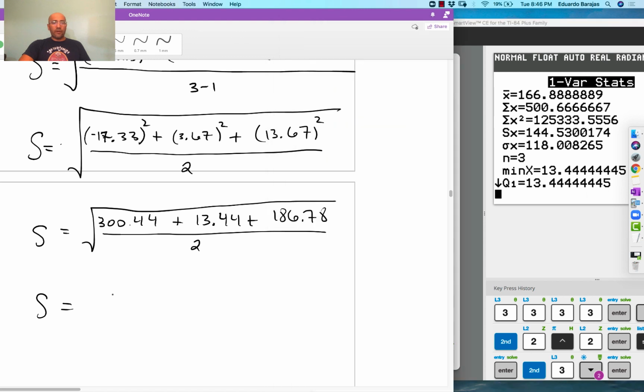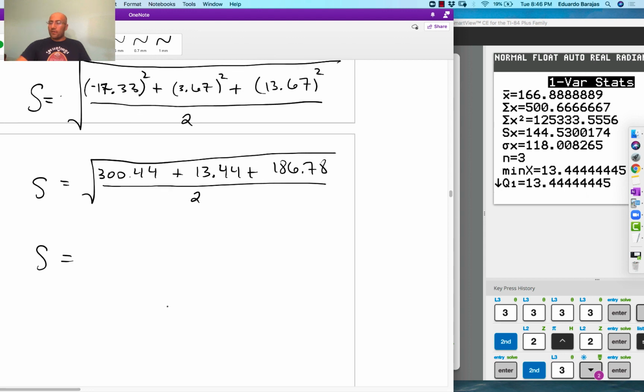So I'm going to put that over here. So 300 point something plus 13 plus 180. Okay, that seems about right. So they kind of add up to 500.666667, something like that, divided by 2, and then we take the square root of that whole thing.